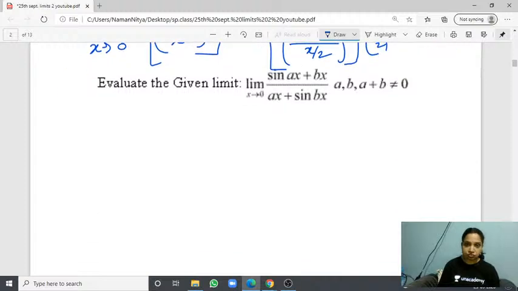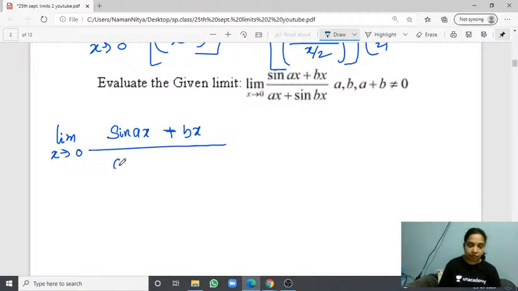Yeah. Next question is evaluate the limit. What is the limit here? Limit x tends to 0 sine ax plus bx. This is second term, divided by ax plus sine bx, where a, b, a plus b not equal to 0. This is given there. So just tell me what will be the answer for this one. So here again I can just do like this.